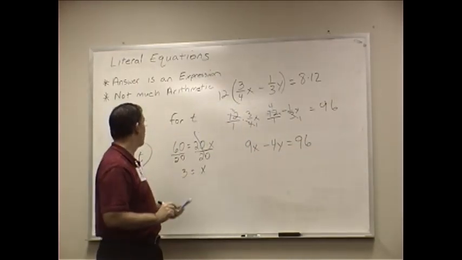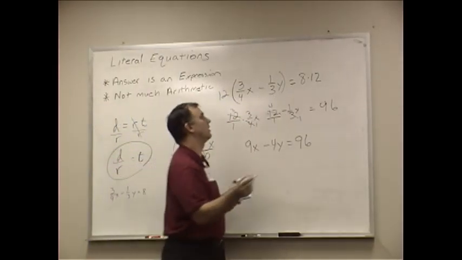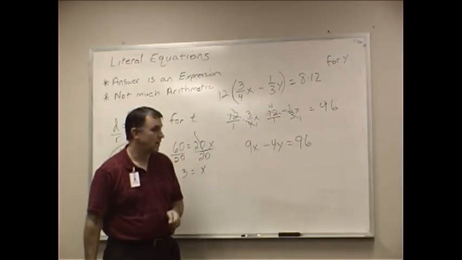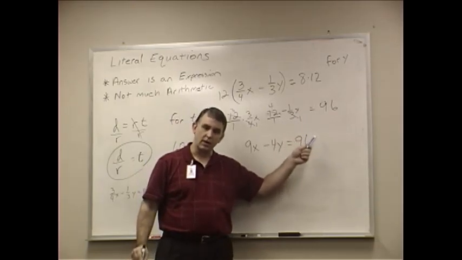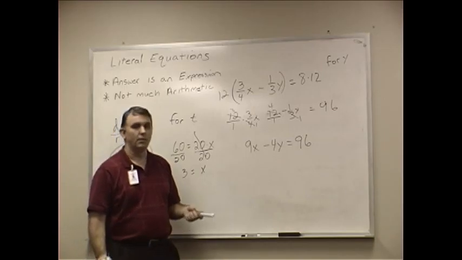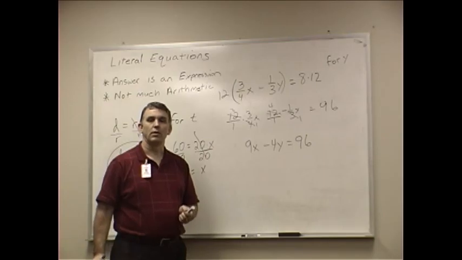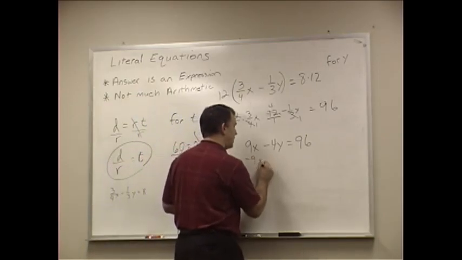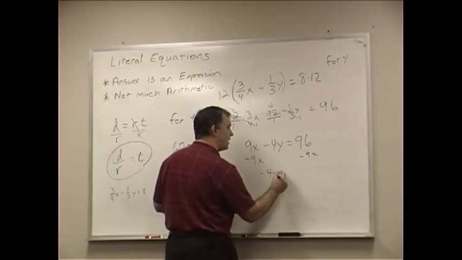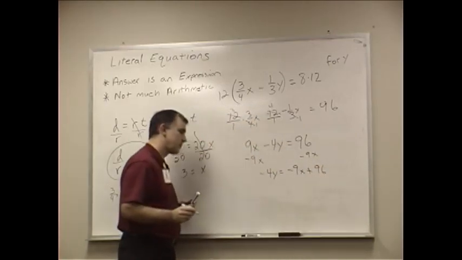Now, I admit that I focused in on this problem. I never bothered to tell you which variable we're solving it for. We are solving this for y, so we want to know what y is. Yes, I had to do some arithmetic here. But at this point now, if we're solving for y, I got to get rid of the 9x. Minus 9x, minus 9x. Negative 4y equals negative 9x plus 96.